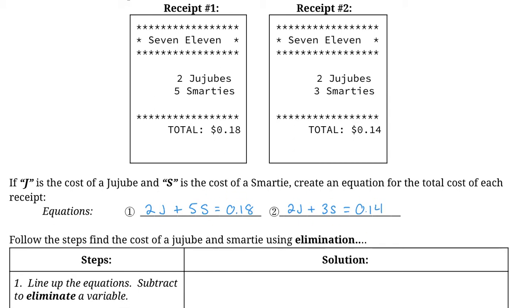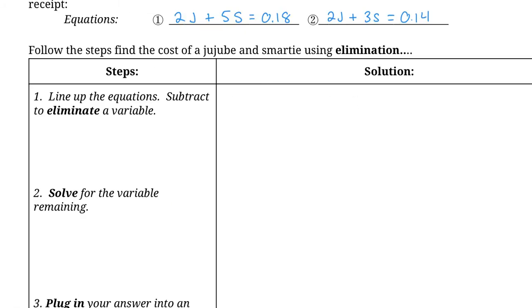So in any word problem, whether the equation is given to you or you have to read the problem to try to create the equations, you need two equations and then you need to use elimination to solve that linear system. So we need to line up our two equations. So our first equation is 2J plus 5S equals 0.18, and our second equation is 2J plus 3S, and that's equal to 0.14. And now we need to add or subtract the equations to get rid of one of the variables.